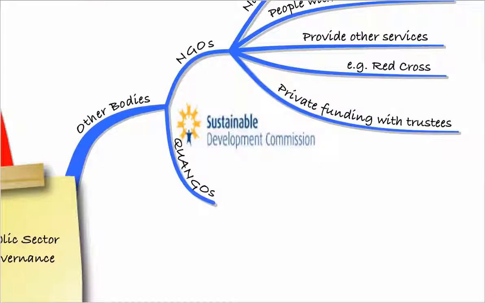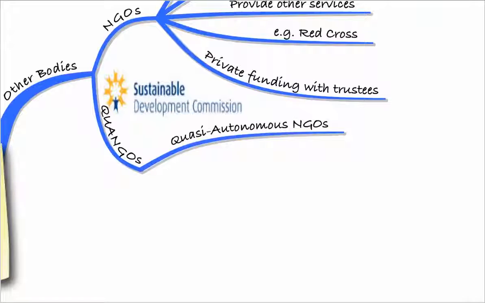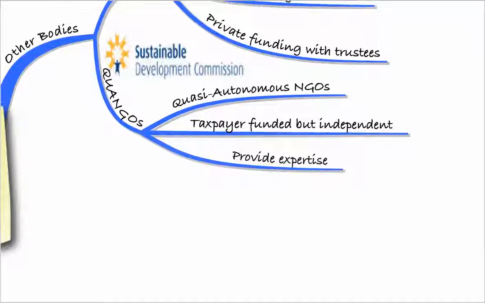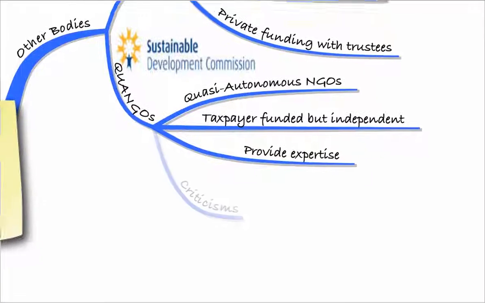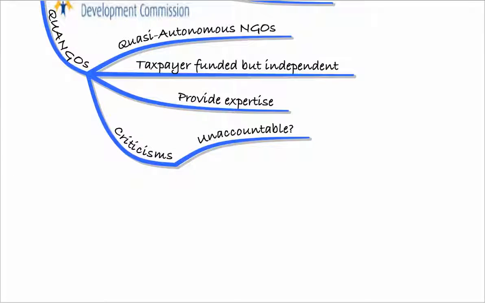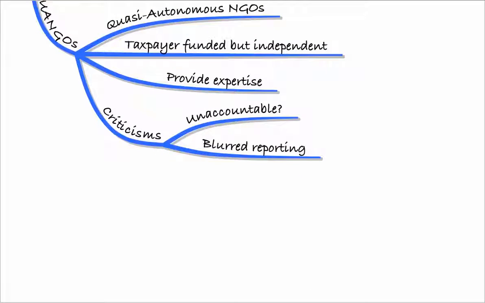We also mentioned quangos, which were quasi-autonomous, non-governmental organisations. Remember, these were taxpayer funded but have that level of independence. They're designed to provide expertise whilst maintaining that independence. However, they are criticised for being unaccountable, and there is blurred reporting as to who they are actually reporting to. So these can be criticised on that front.